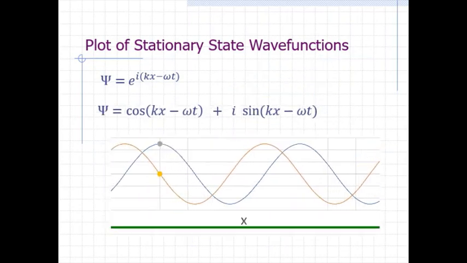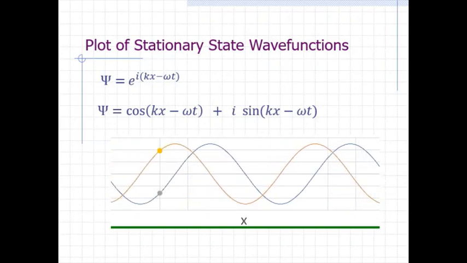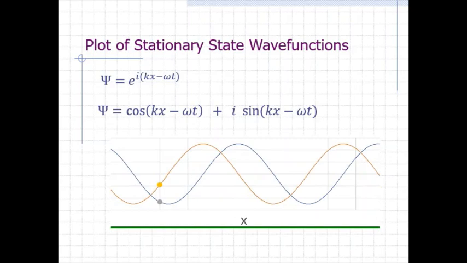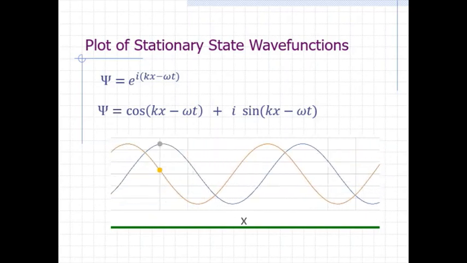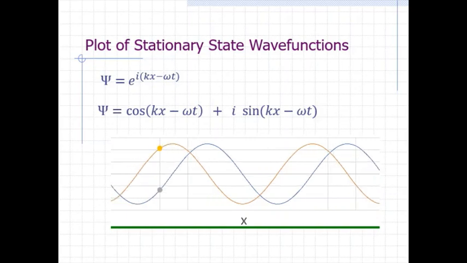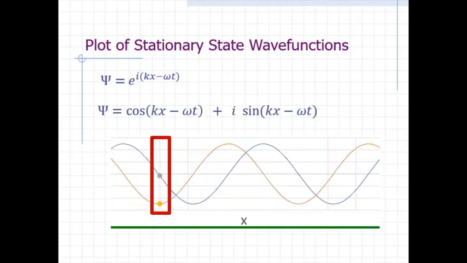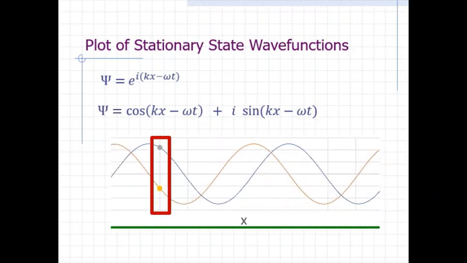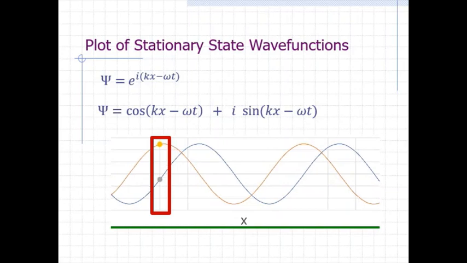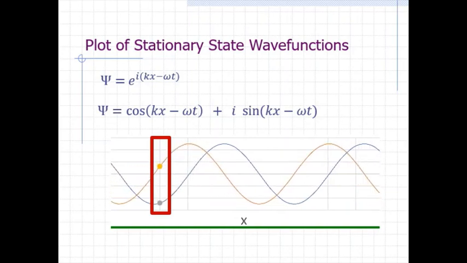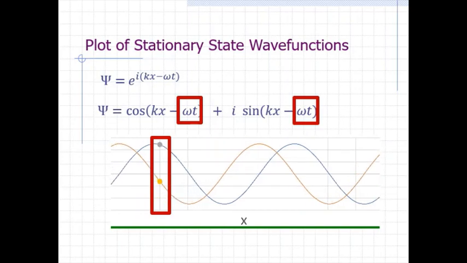As time advances, we can see that both real and imaginary parts of the wave function can be described as a wave traveling to the right. If you focus on just one location, you can see that both real and imaginary components of psi oscillate at any given location. At this location, for example, the gray dots track the oscillation of the real component of psi, and the yellow dot tracks the oscillation of the imaginary component. The oscillation is due to omega t in the arguments for the sine and cosine function.